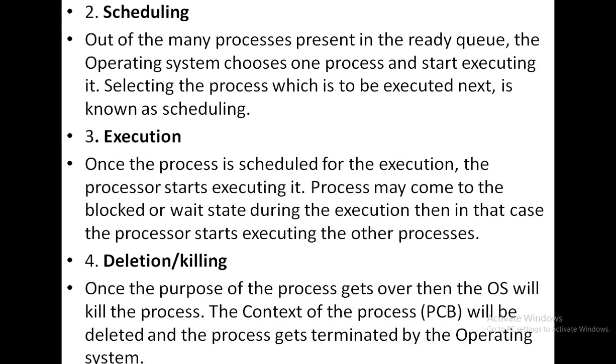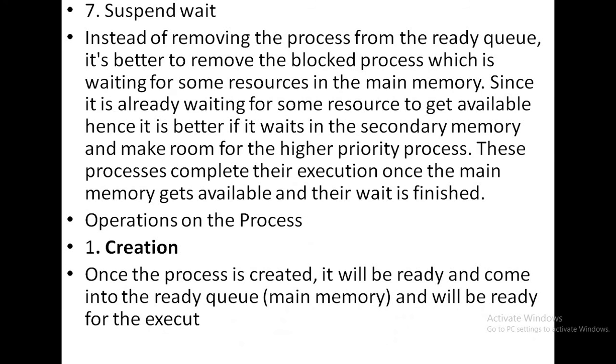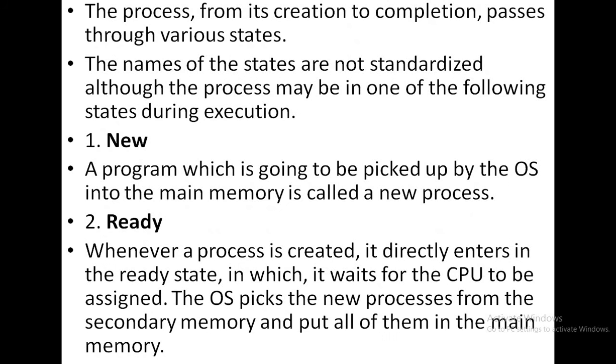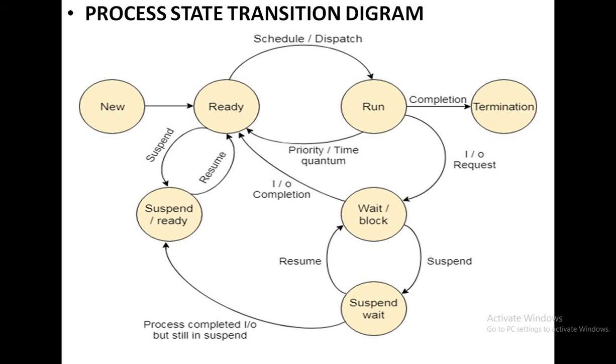Next one is deletion or killing. Once the purpose of the process gets over, the operating system will kill the process. The context of the process will be deleted and the process gets terminated by the operating system. So, these are the different operations done to a process, and these are the different states for a process to complete its execution.